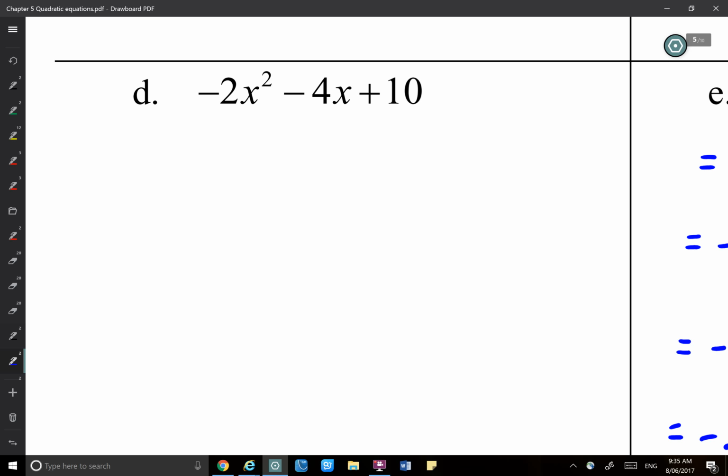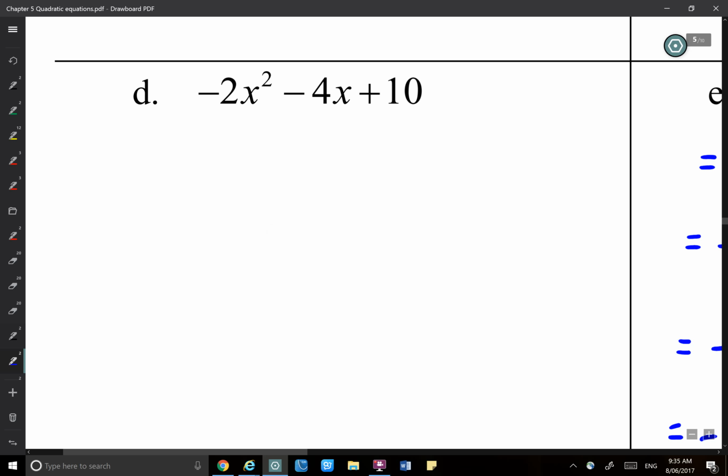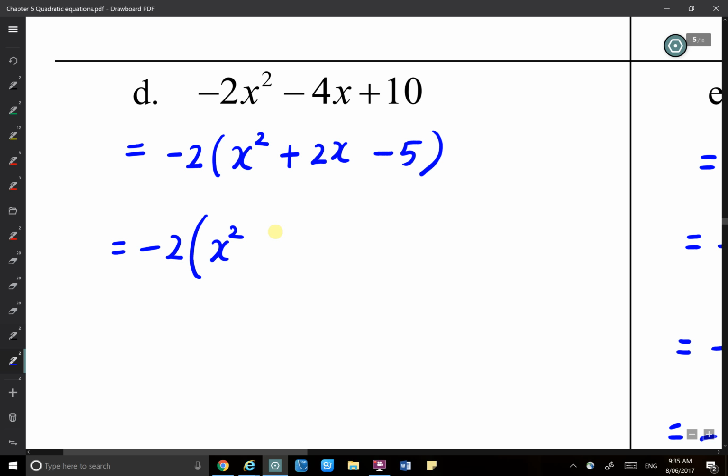For D, I have minus 2x squared. So we take minus 2 as a common factor: x squared plus 2x minus 5. And I want to complete the square in this bracket. We have minus 2, x squared plus 2x minus 5. What I want to have is plus half of the b squared and minus half of the b squared.